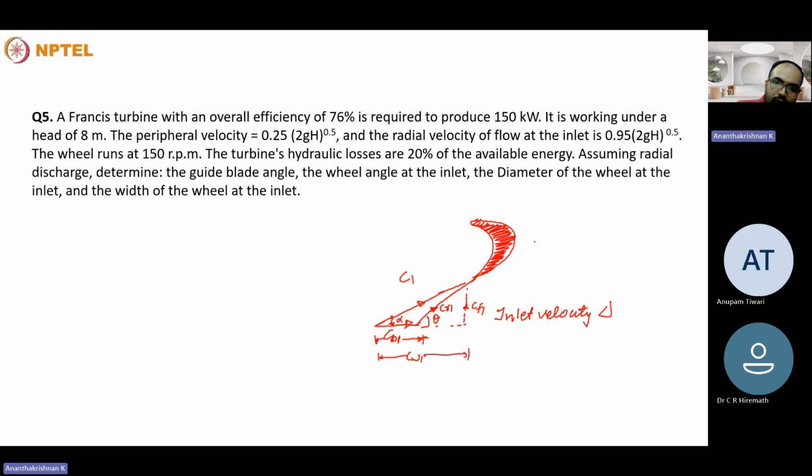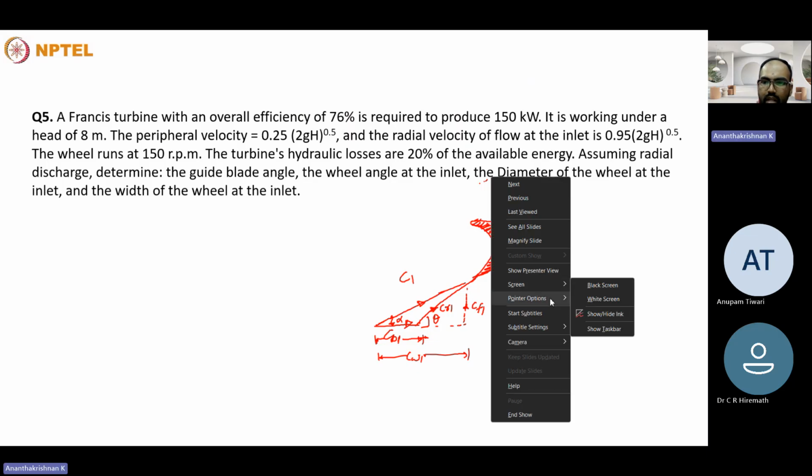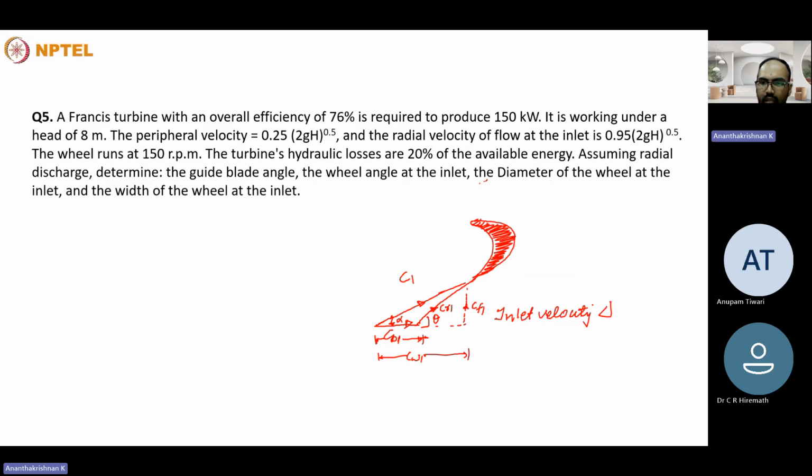In case of the outlet, this is a Francis turbine. It's a radial flow turbine. It will be purely radial at the outlet. So that is one thing that you have to keep in mind, especially for the radial turbine and Francis in nature. That is the difference from the normal reaction turbines.